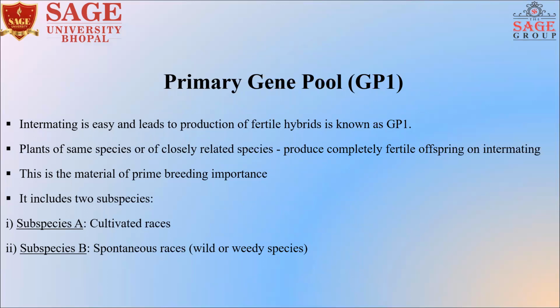If we consider an example, a cross between two sunflower varieties of the same species is about GP1. GP1 includes two subspecies. The first, subspecies A, has all the cultivated races, and subspecies B has the spontaneous races, which may be wild or weedy species, with which the cross is compatible and can produce fertile offspring on intermating. So this is the total about the primary gene pool.